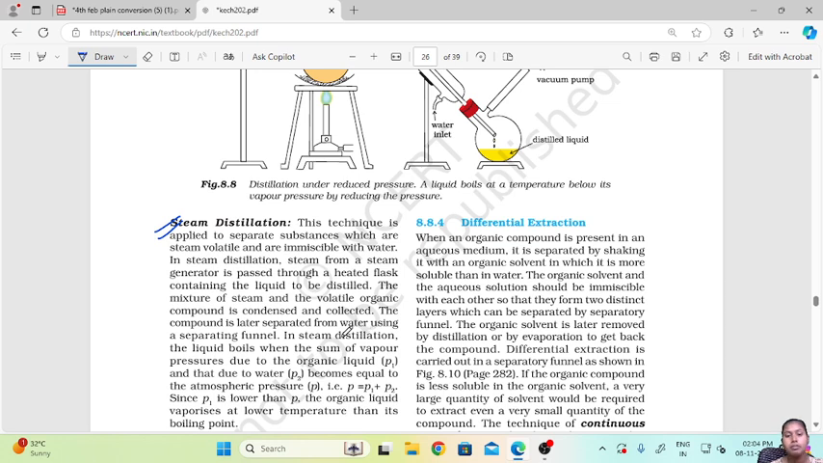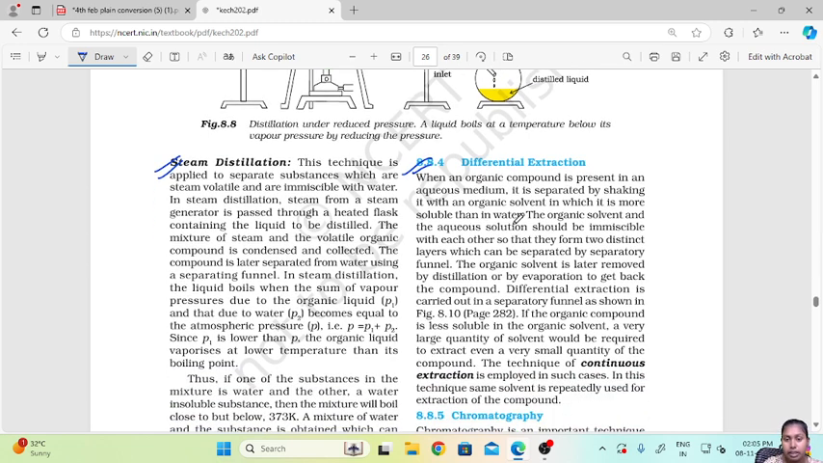Next one is differential extraction. When an organic compound is present in an aqueous medium, it is separated by shaking it with an organic solvent in which it is more soluble than in water. So when you have an organic compound present in an aqueous medium, which means present in water, you take an organic solvent in which your organic compound is more soluble than in water. What will happen? Your compound, which is partially soluble in water, will get completely dissolved in the organic solvent that you have added.